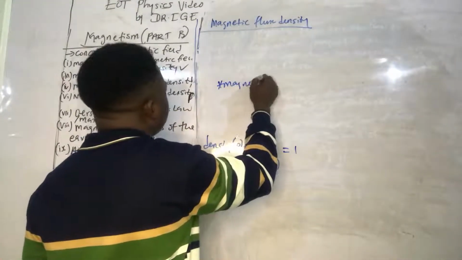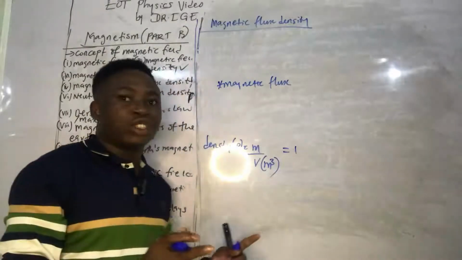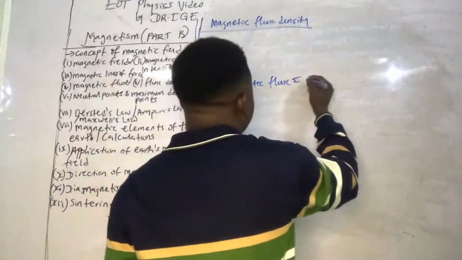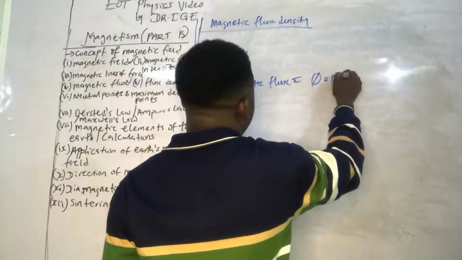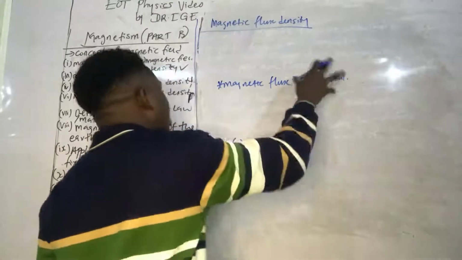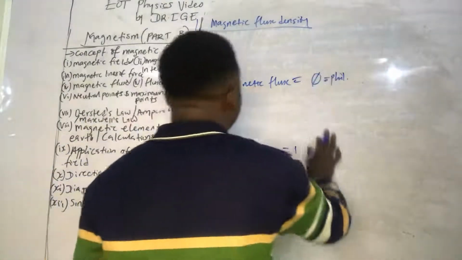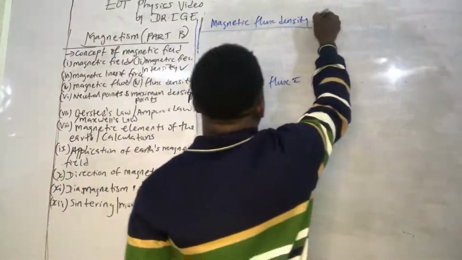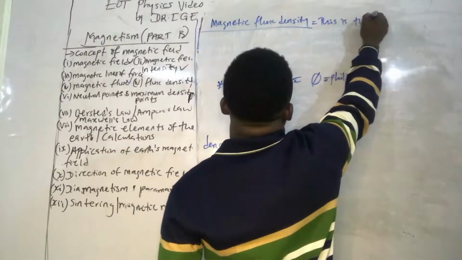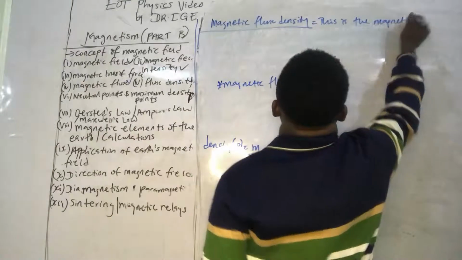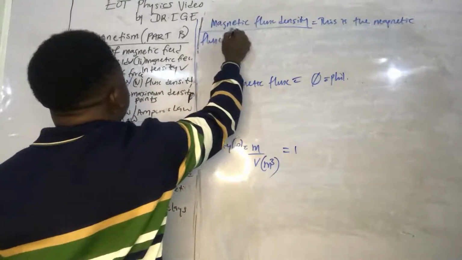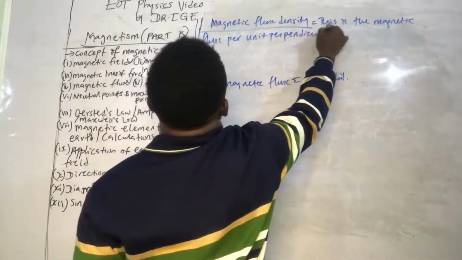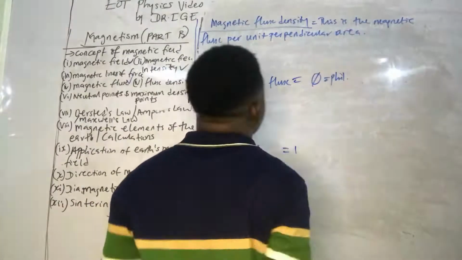Magnetic flux. The magnetic lines of force come from the same source. So magnetic flux, what is the symbol? It is phi. If you see this symbol, you know that it's magnetic flux. So magnetic flux density is the magnetic flux per unit perpendicular area. That's what the magnetic flux density is.